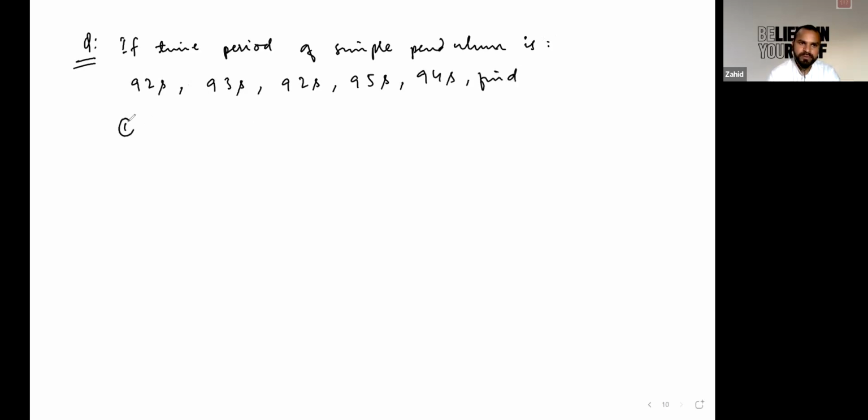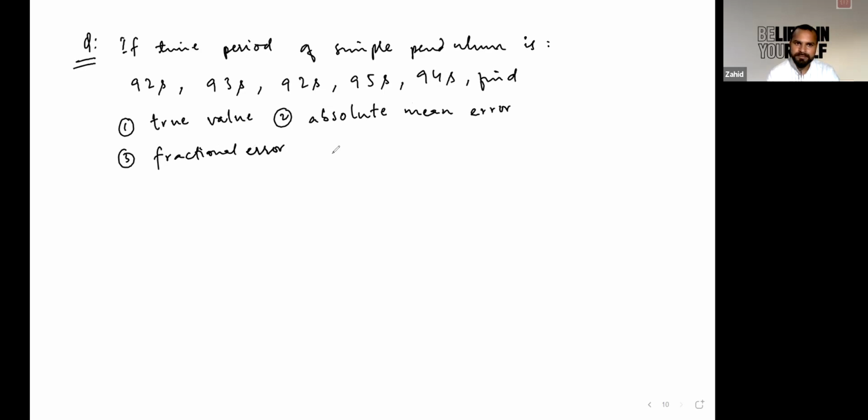Find first the true value, second the absolute mean error, third the fractional error, and fourth the percentage error.